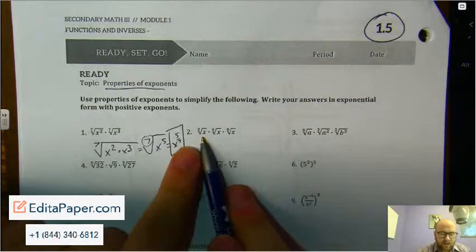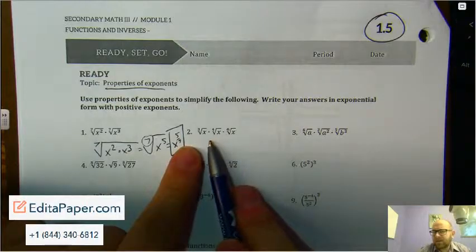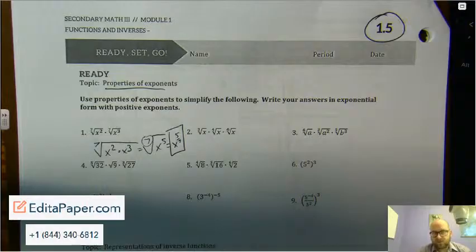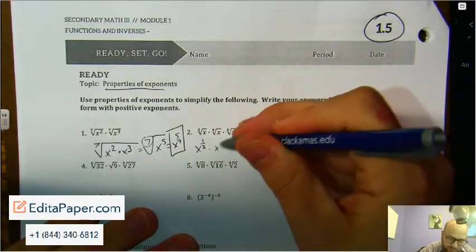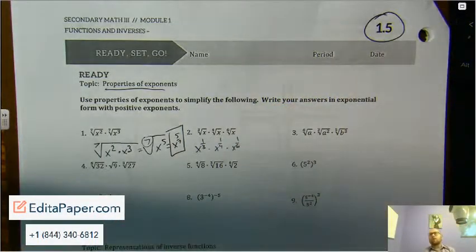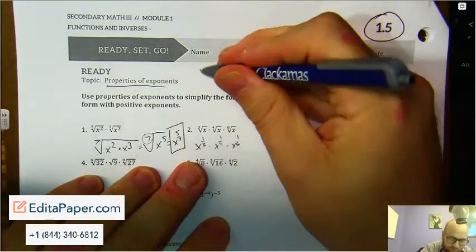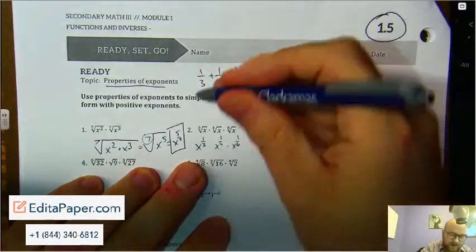Now when we're looking at a problem like number 2, where everything underneath is the same, but our radicals are different, well, let's start by converting our radicals into fractional exponents. So that this becomes x to the 1/3 times x to the 1/4 times x to the 1/6. And so what we remember before is that whenever we have the same base and we're multiplying together, our exponents are going to add together. So this is really 1/3 plus 1/4 plus 1/6, and that's x to that power.